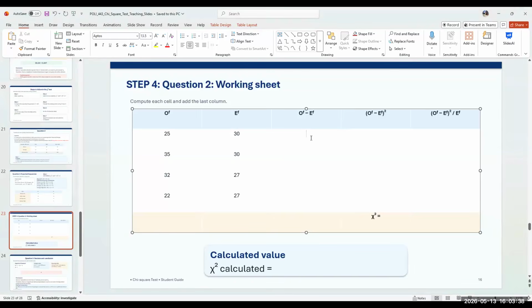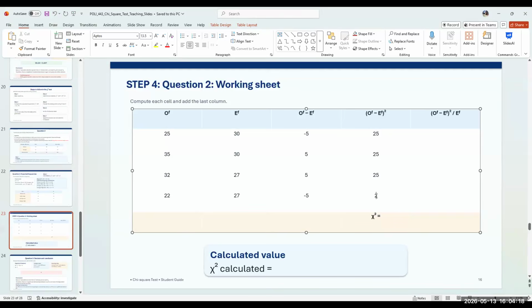Give us the values for this one. Okay, so 25 minus 30 is -5, then we have +5, then another 5, then -5. So what are the values for (OF minus EF) squared? That one is going to be 25, and in fact, all of them are going to be 25.